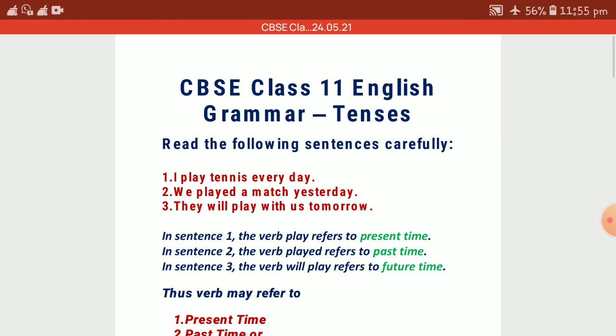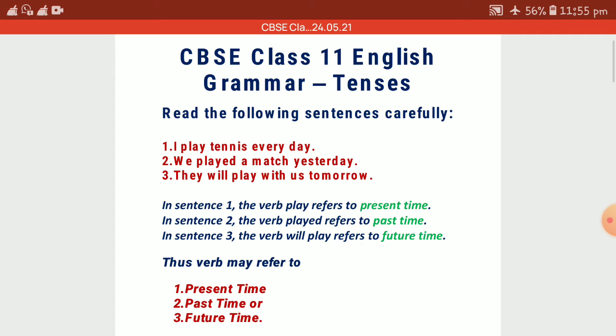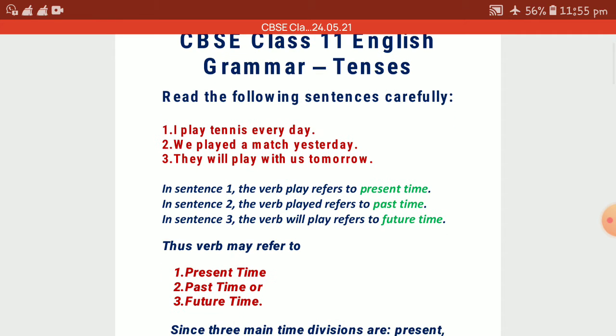See, at the top it is written CBSE class 11 English grammar, then it is written tenses. Now there are three sentences written one after another. So let us read these three sentences first. Look at the heading, read the following sentences carefully.